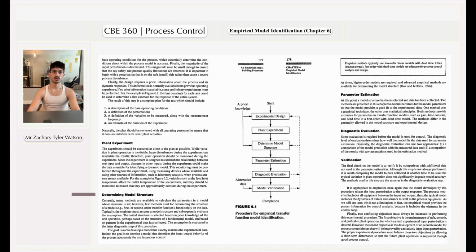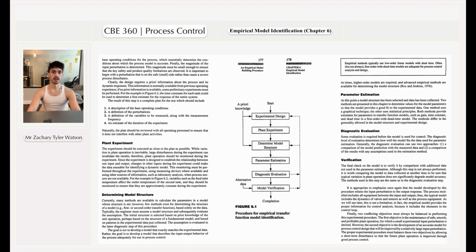Next, determining the model structure. Currently, many methods are available to calculate the parameters in a model whose structure is set. However, few methods exist for determining the structure of a model, such as a first or second order transfer function, based solely on the data. Typically, an engineer must assume a model structure and subsequently evaluate the assumption. The initial structure is selected based on prior knowledge of the unit operation, perhaps based on the structure of the fundamental model, and based on patterns in the experimental data just collected. The assumption is evaluated in the later diagnostic step of the procedure.